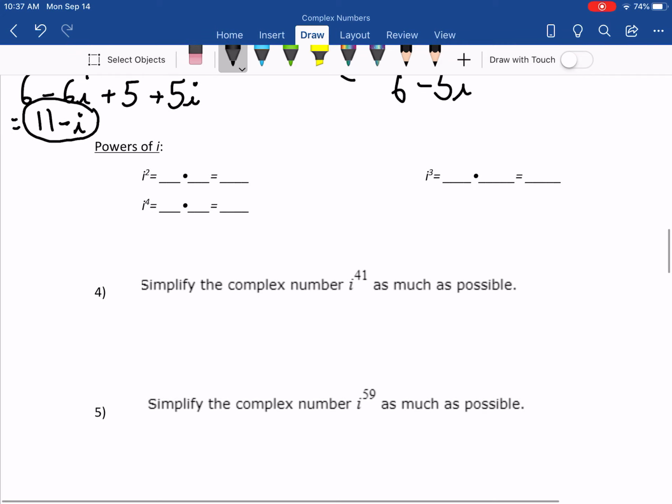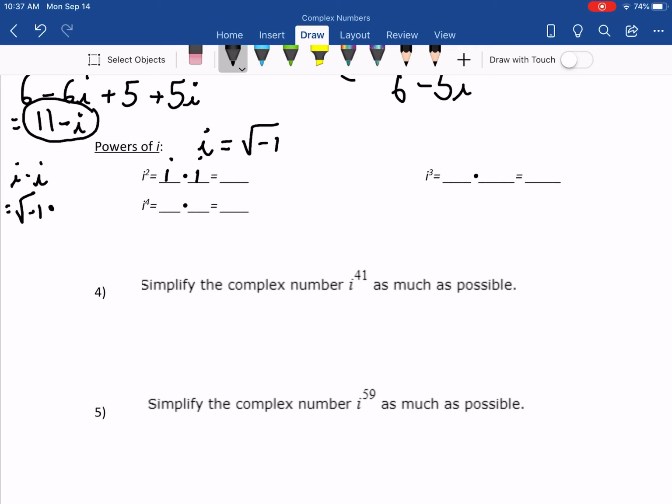Okay. Next, we want to look at powers of i. We know i is equal to square root negative 1. So if we want to find the value of i squared, we know i squared is i times i. So i times i is the square root of negative 1 times the square root of negative 1. And if we have two square roots of the same radicand, they both have negative 1 inside the radical, they cancel each other out, and this is just negative 1. So i squared is negative 1.